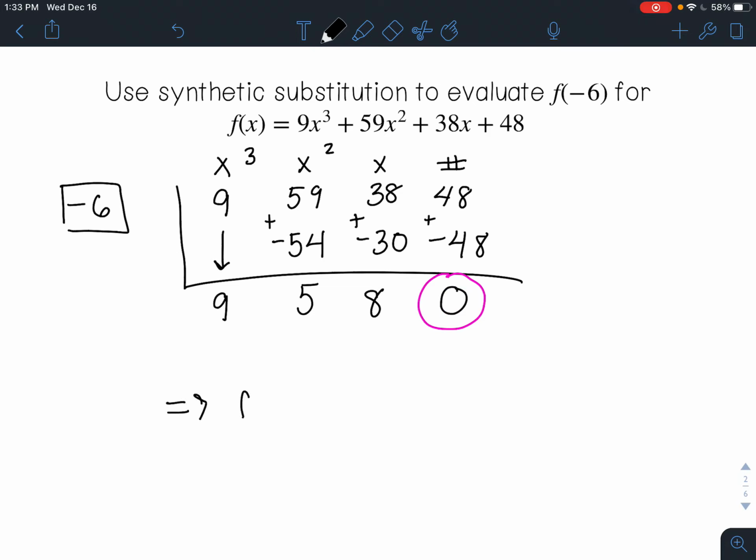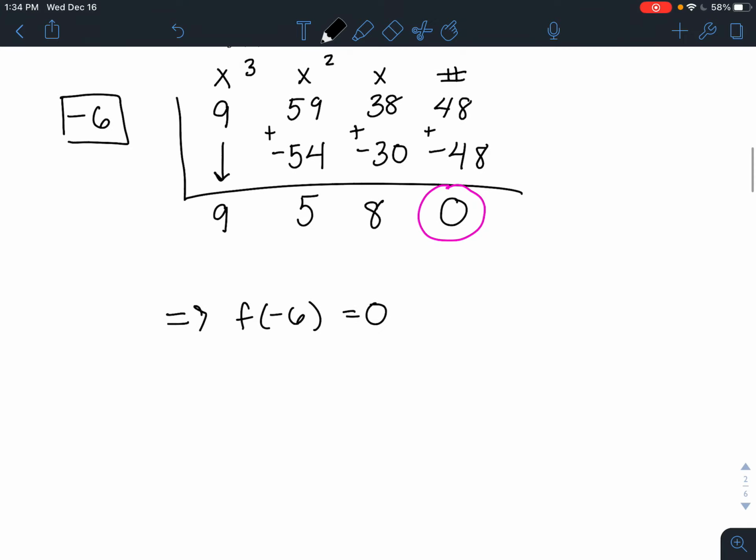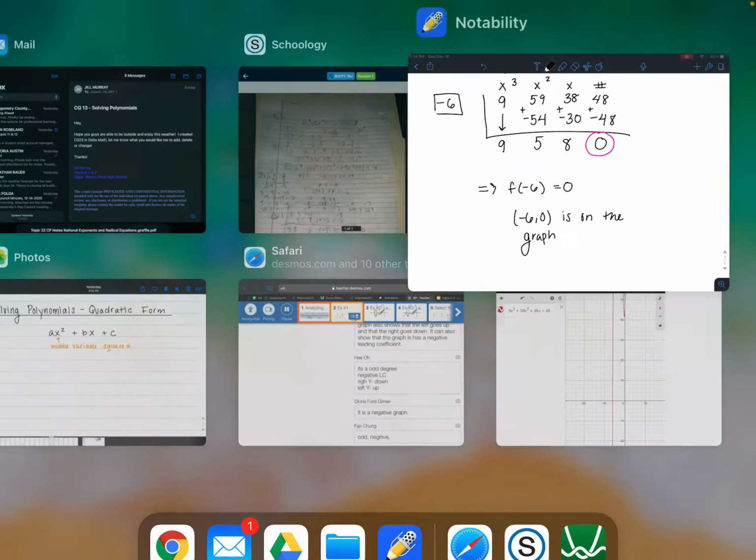So this tells me that f of -6 is equal to 0. But what does that mean? That means the x-coordinate is -6 and the y-coordinate is 0. So that means that the point -6, 0 is on the graph. And whenever the y-coordinate is 0, that's a special feature of a polynomial graph. That's a special graph characteristic that we have a name for.